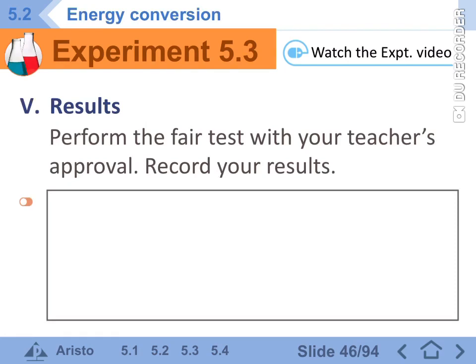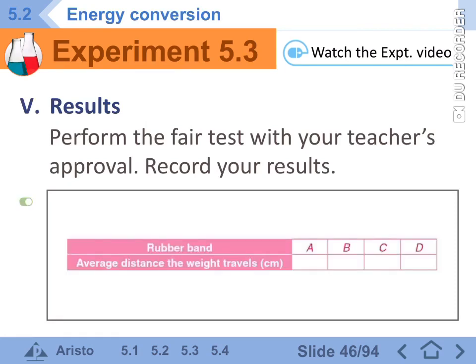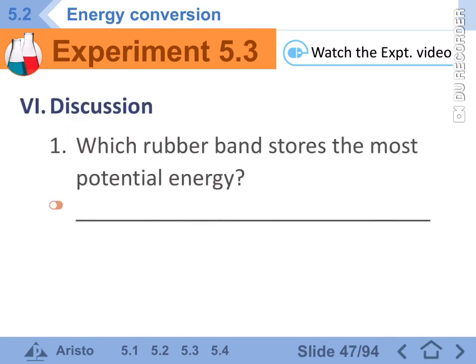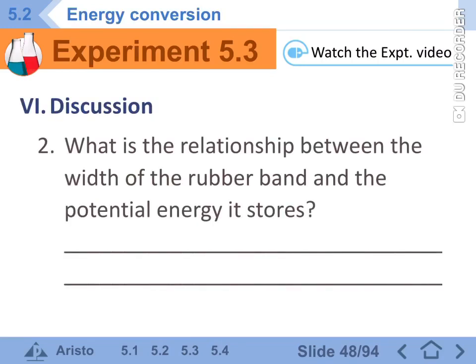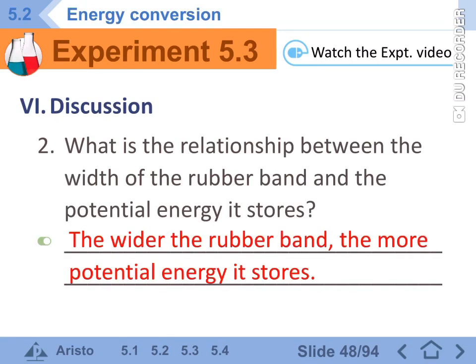And in the results, as I told you, we don't have that for you, so you refer back to the video, and those would be your results. From that, we need to come to the conclusion and a discussion. Which rubber band stores the most potential energy? The widest one. And number 2, what is the relationship? The wider the rubber band, the more potential energy it stores. Okay?